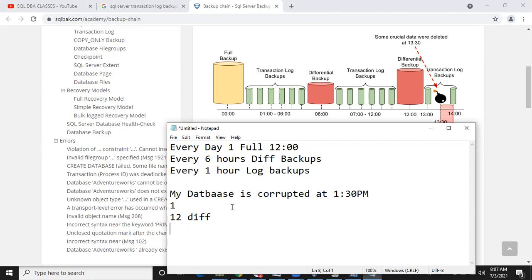We just have one log backup at 1 o'clock, because the other one was supposed to happen at 2, but before that we had a downtime, so it won't work.